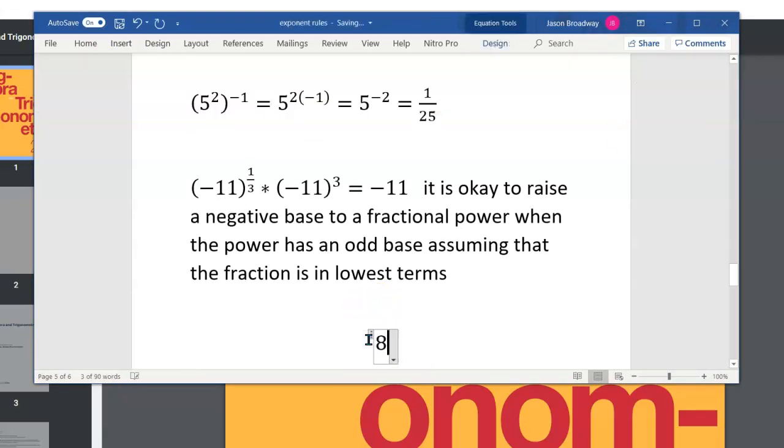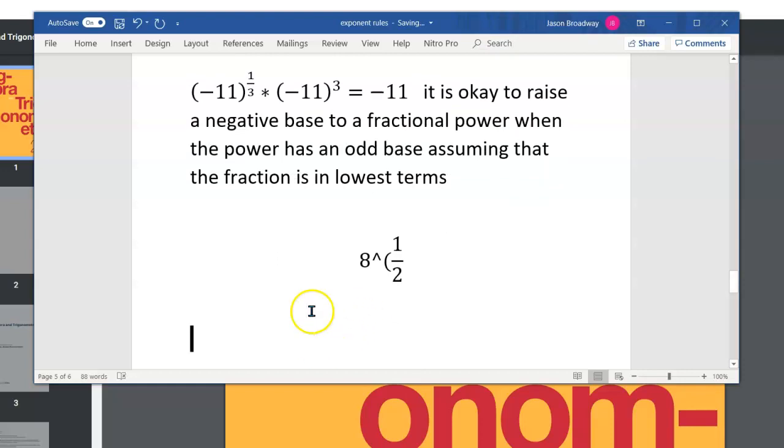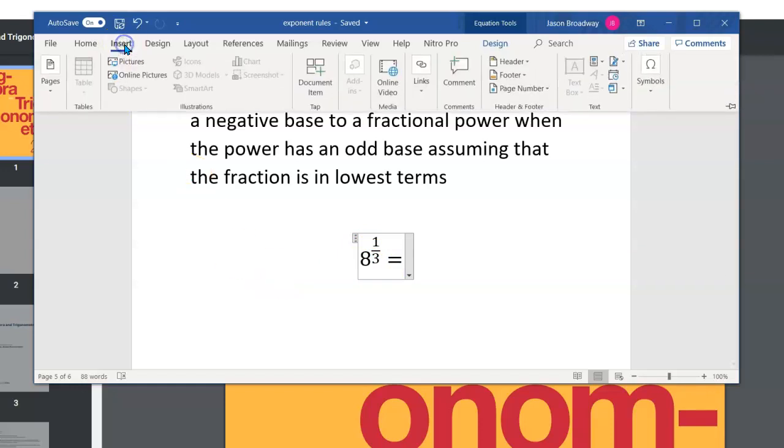So, if you have 8 to the power of 1/3, we define that to be the following. The 1/3 power, the bottom indicates what radical we're taking, what root we're taking. So 8 to the 1/3 power equals the cube root of 8.